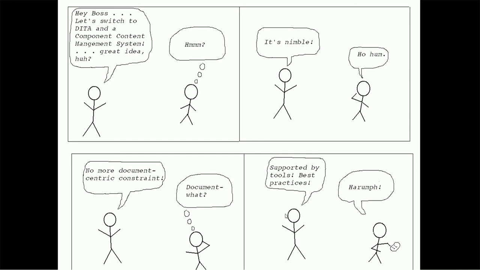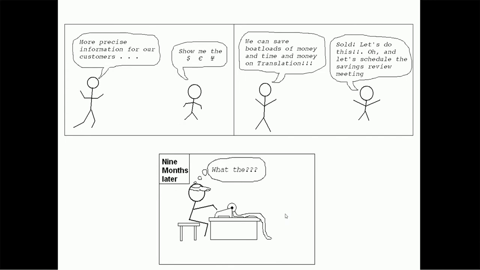So here's my little cartoon. Hey boss, let's switch to DITA and content management. And the boss says, whatever. And we say, it's nimble. And the boss isn't very interested. It's no more document-centric constraint. And the boss is saying, what? Document what? It's supported by best practices. And the boss is interested in looking at his cell phone rather than continuing the conversation. It's more precise for our customers. And finally, the boss says, show me the money. And we say, well, we can save boatloads of money and time in translation. And that finally catches the boss's attention.